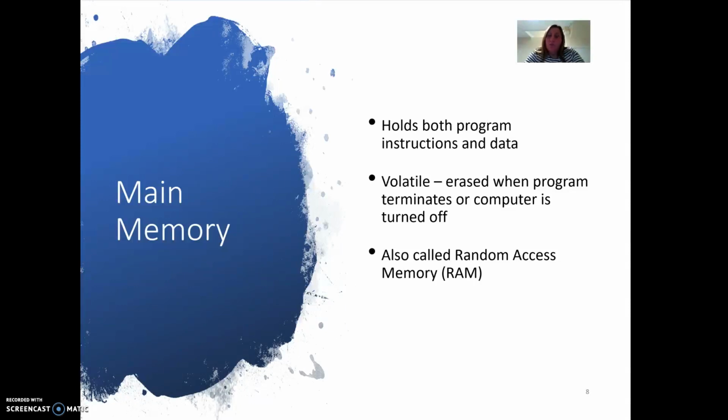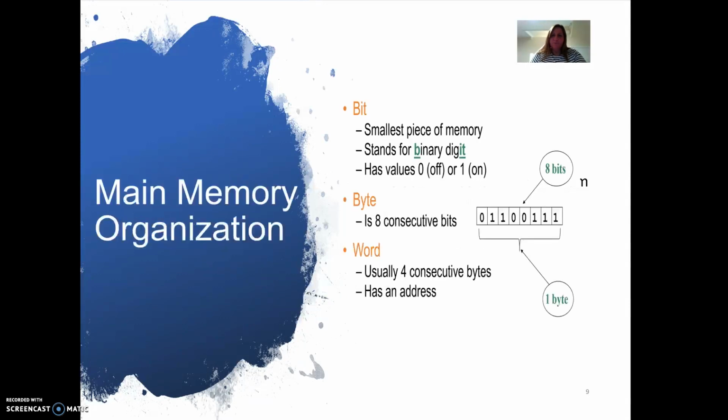When you think about your main memory, think about where you store the data. So it holds both instructions and the data. So memory is volatile. What that means is that when you turn off your computer, whatever was in memory is gone. So it's erased when the program terminates or the computer is turned off. It's also referred to as RAM, which stands for Random Access Memory.